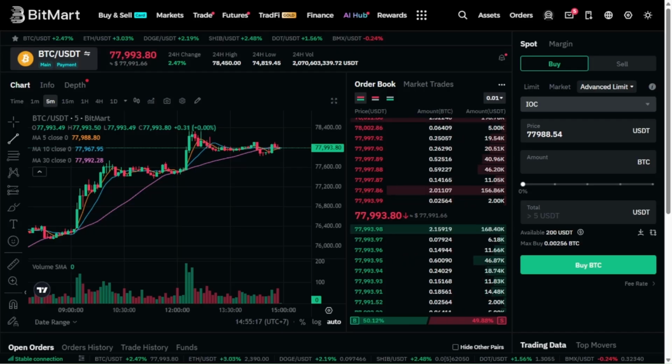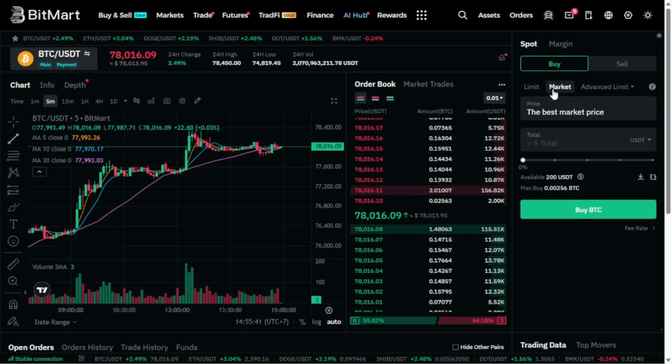And any portion that doesn't get filled is automatically canceled. As a beginner, you'll mostly be using limit and market orders, but it's good to understand these advanced options as you grow. For this tutorial, we are using a market order so the trade executes instantly and you can easily follow along. A side note, depending on what order you're on, you can hover over this little icon right here, and it will give you a little information and you can learn more about that order if you want to.